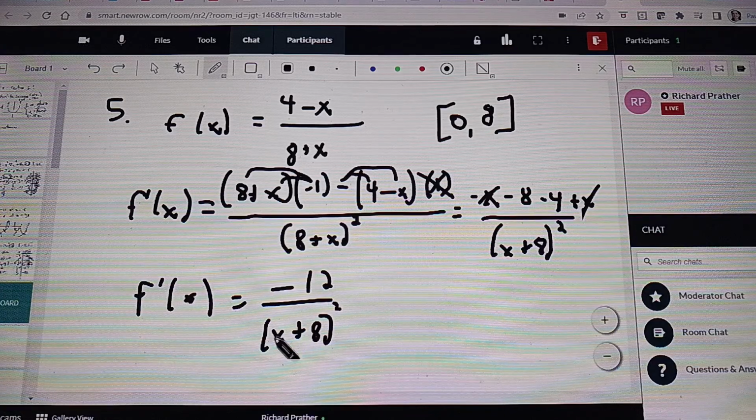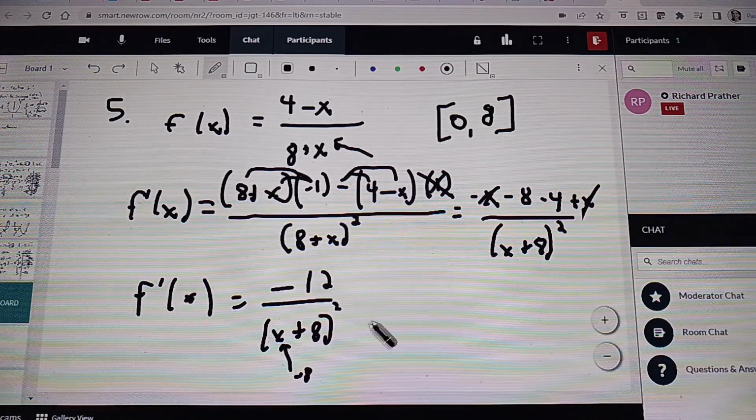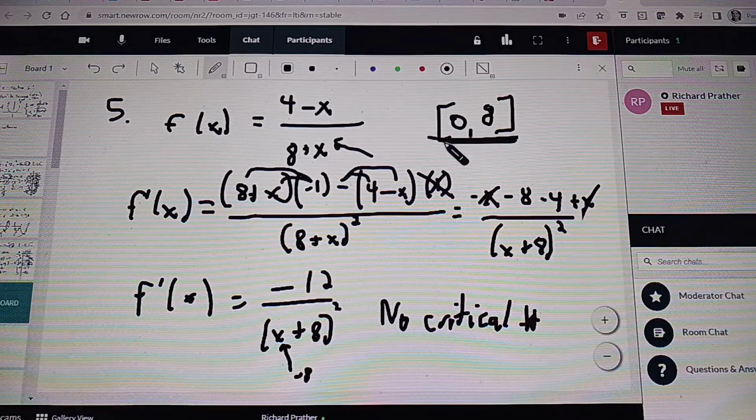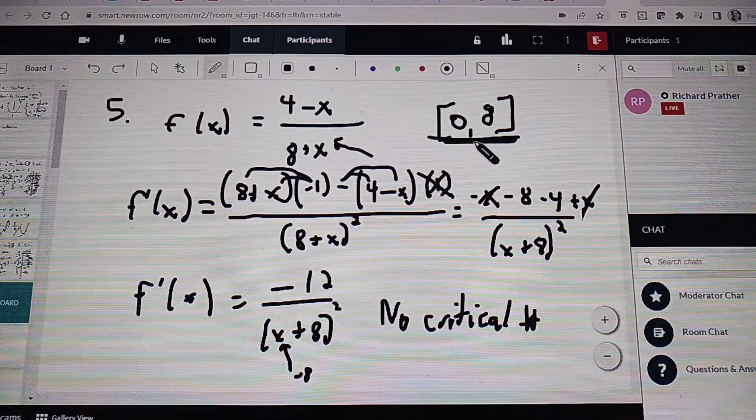Then the denominator could equal 0 at -8. If x was -8, then we would get 0 in the denominator. That would make the derivative undefined. So -8 could be a critical number, except it also makes the original function undefined, so then it's not a critical number. So we have no critical numbers. But even if -8 was a critical number, we wouldn't use it anyway because -8 is not in this domain. So that was going to always be out no matter what.